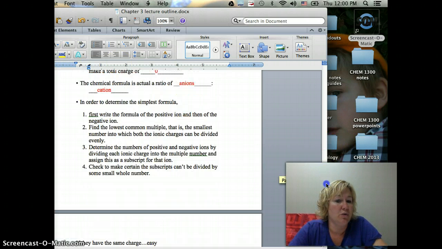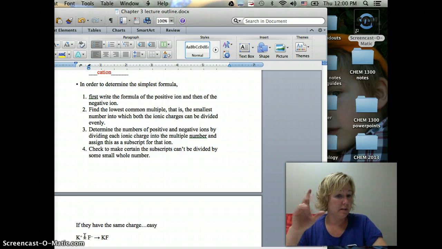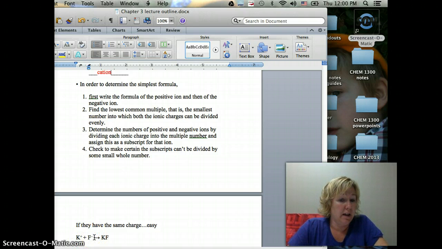So how are we going to do this? In order to determine the formula, first we're going to write the ions. So here it is down here. We're going to write potassium, and we're going to look it up. It has a +1 charge. Then we're going to look up fluorine, and it's going to have a -1 charge. We're going to put those together. Boom. Didn't have to do anything. We're super smart. We're super awesome.